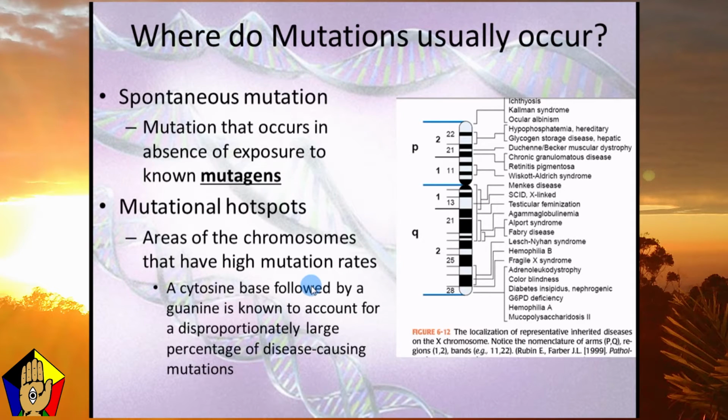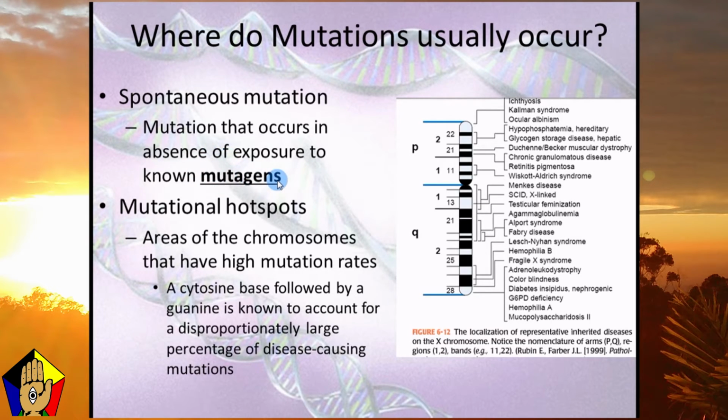So where do mutations usually occur? So this is our last slide, and I'll give you the next homework question. Mutations can either occur by spontaneous generation, they just happen. So sometimes you just accidentally have a break. And a lot of times these spontaneous mutations are caused by things called mutagens. And mutagen means mutation generator.